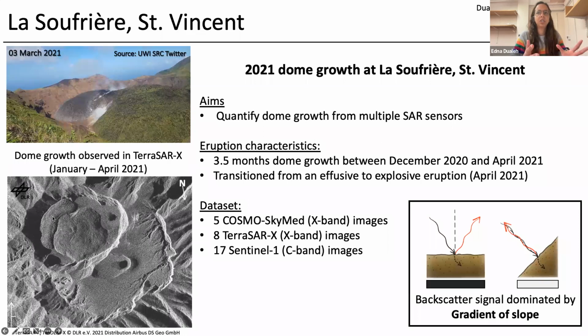So initially, we tried to apply this radar shadow method because the dome itself grows into the shadow of the crater wall. However, due to the geometry of the dome, the shadow from the crater wall doesn't interact with the highest point of the dome. So we couldn't quantify the true height and therefore volume of the dome through time. We tried doing this then through another, different method.